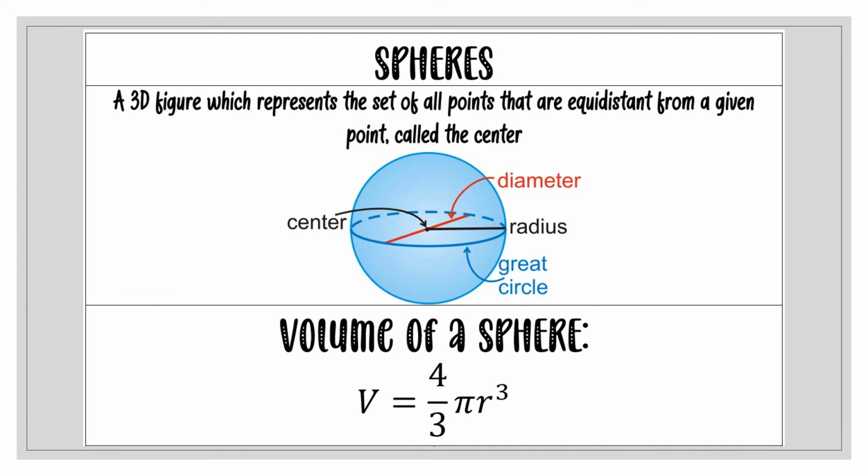A sphere looks like a ball, and it still has a radius, a center, and a diameter. The center is in the very middle. If you were to cut the sphere perfectly in half, you would have two hemispheres, and that circle where you would cut it is called the great circle. To find the volume of a sphere, you use the formula 4/3 pi r cubed. You can also do 4 pi r cubed and then take that answer and divide by 3.